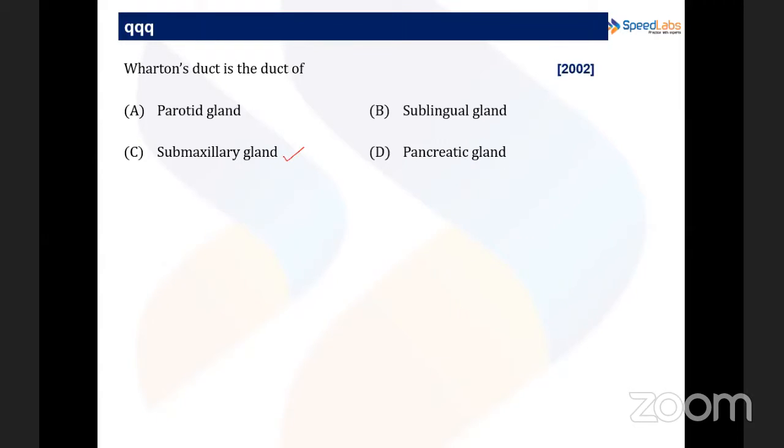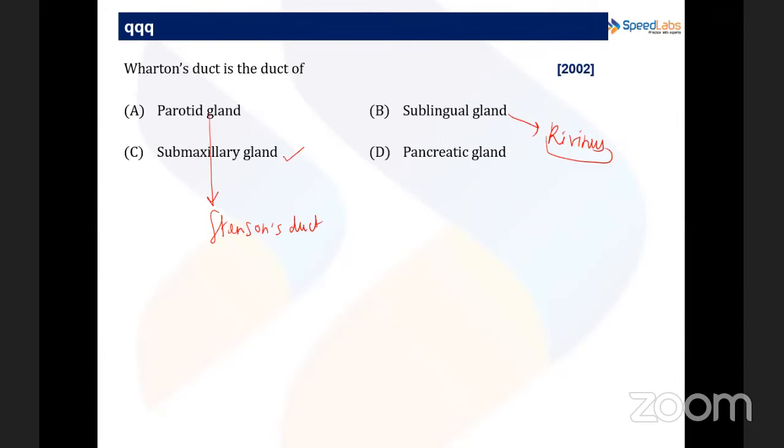Now let's look at the ducts of other salivary glands. Its duct name is Stensen's duct, for the parotid gland, and the sublingual gland has Rivinus duct. So if you remember these, it would help you in future. I hope you are clear with all the ducts of the salivary glands present in our body. Now let's move to the next question.